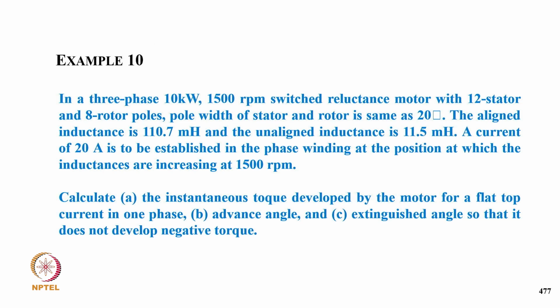Now coming to example 10, a 3-phase 10 kilowatt 1500 RPM reluctance motor with 12 stator and 8 rotor poles. The pole width of stator and rotor is the same at 20 degree. The aligned inductance is 110 millihenry, and the unaligned is 11.5 millihenry. A current pulse of 20 ampere is to be established in the winding at the position at which the inductance is increasing, at 1500 RPM. Calculate the instantaneous torque developed by the motor for a flat top current in one phase, the advance angle and extension angle, so that it does not develop negative torque.